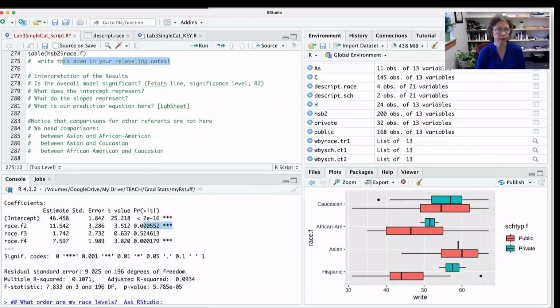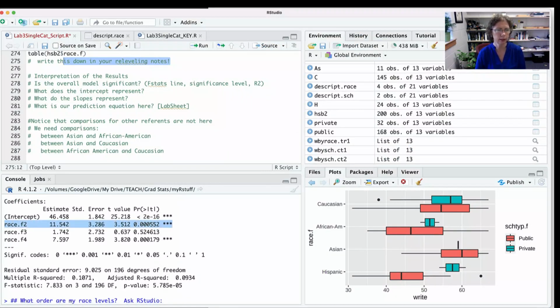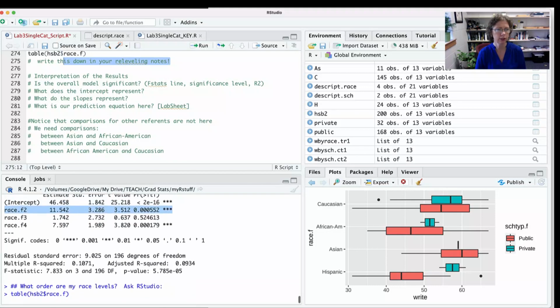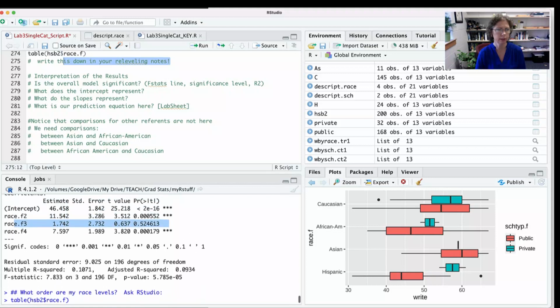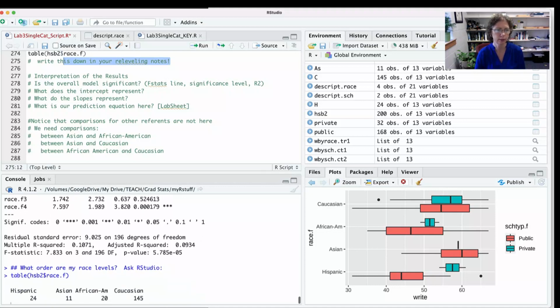How do I know that? Because of the p-values right there. There is a significant difference between Asian and Hispanic. There is not a significant difference between African American and Hispanic. And there is a significant difference between Caucasian and Hispanic. Everything's being compared to whichever group is in the referent spot, coded 0.